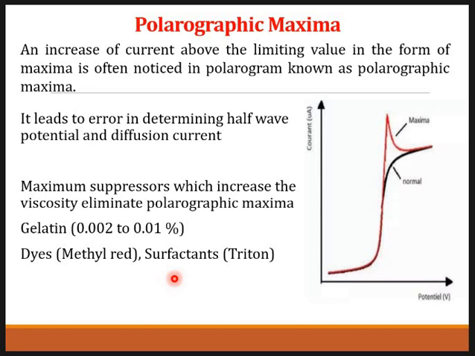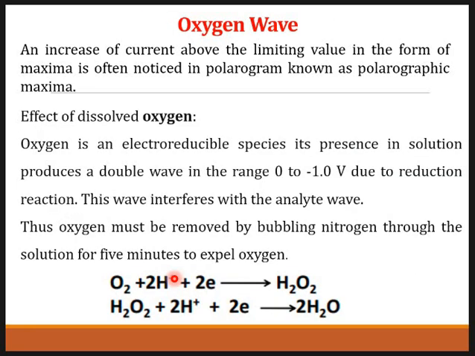And in the instrumentation we discussed, nitrogen or hydrogen gas is bubbled to expel the oxygen. So why do we have to eliminate this oxygen? Because if there is any oxygen in that unknown solution, then we will get one separate curve for oxygen, that is called oxygen wave. So you look at this.